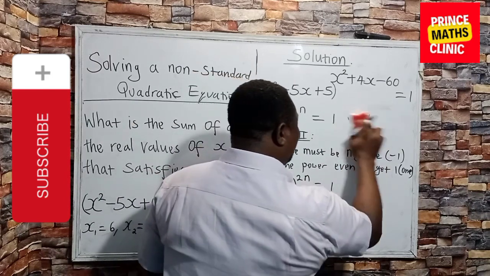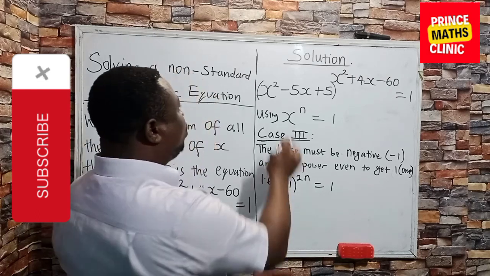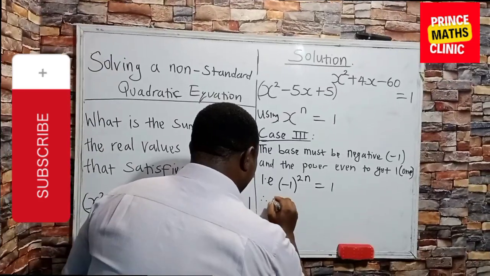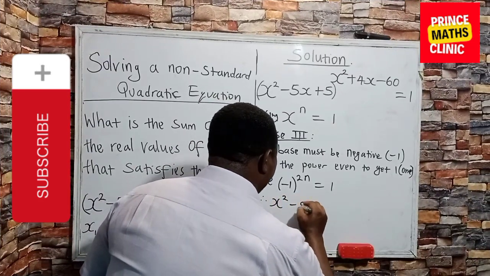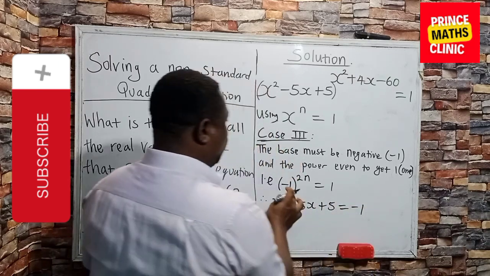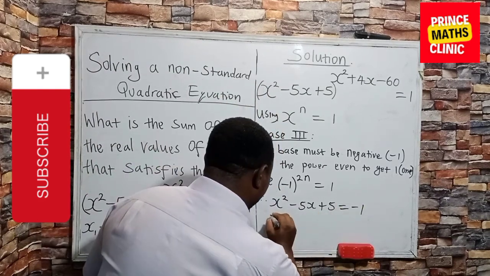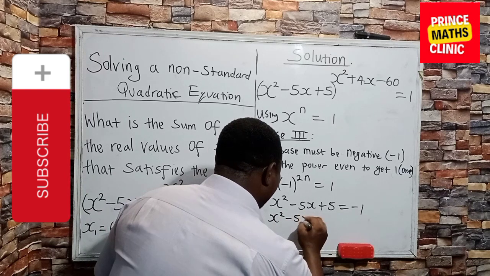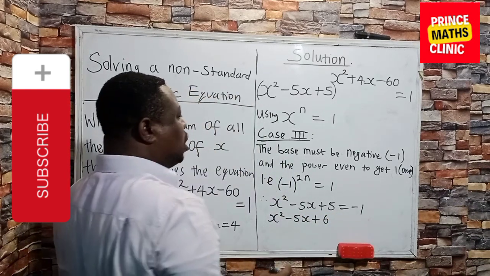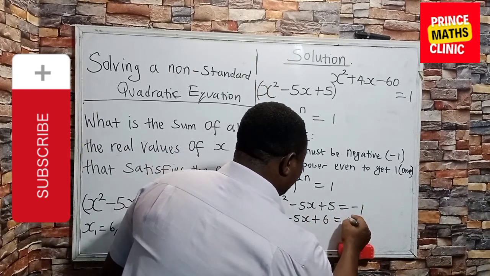Then, using that, what do we arrive at? That means we are going to make this base here to be equal to negative 1. Therefore, x squared minus 5x plus 5 is equal to negative 1. Then simplifying this by adding 1 to both sides, I'm going to have x squared minus 5x plus 6 equal to 0. Because if I add 1 to this side, I will get 0. If I add 1 to this side, I will get 6.